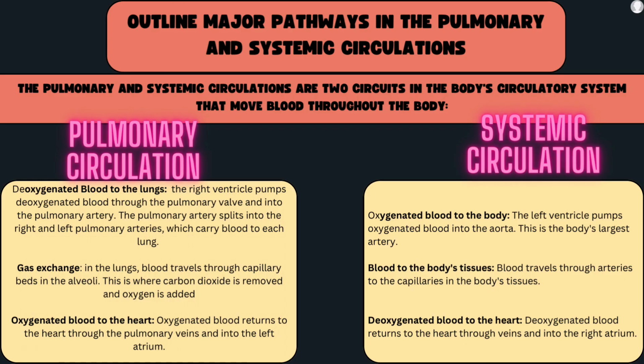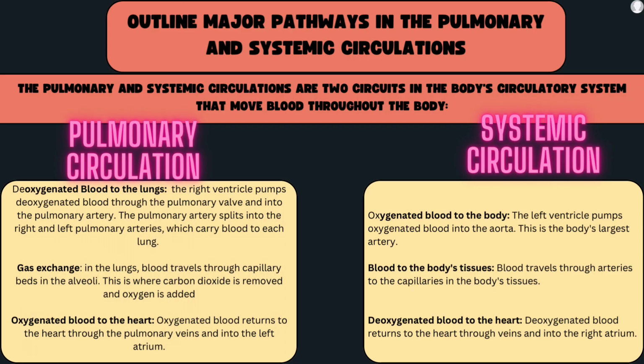The right ventricle pumps deoxygenated blood through the pulmonary valve and into the pulmonary artery. The pulmonary artery then splits into the right and left pulmonary arteries, which carry blood to each lung. Next is gas exchange. In the lungs, blood travels through capillary beds in the alveoli. This is where carbon dioxide is removed and oxygen is added.